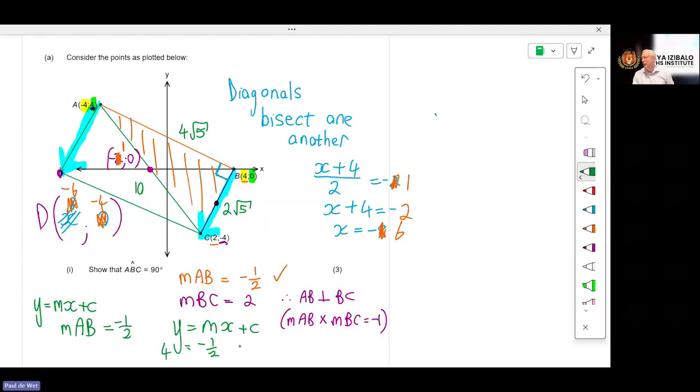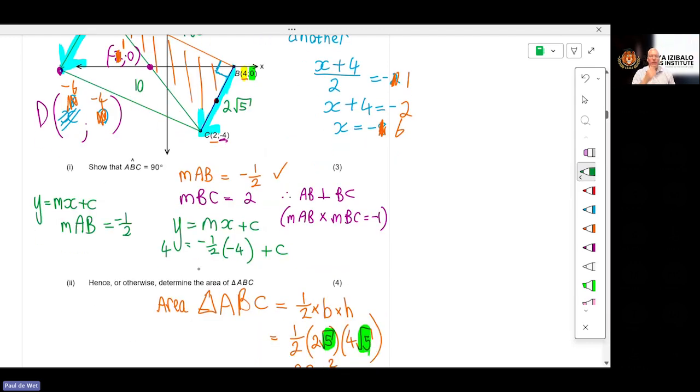4. And the x value? -4. Okay, so now we've got an equation here. And what did you get for c? c is 2. Okay, so c equals 2, and our final answer is y equals -1/2 x plus 2. Right, well done. Let's just look at the diagram.